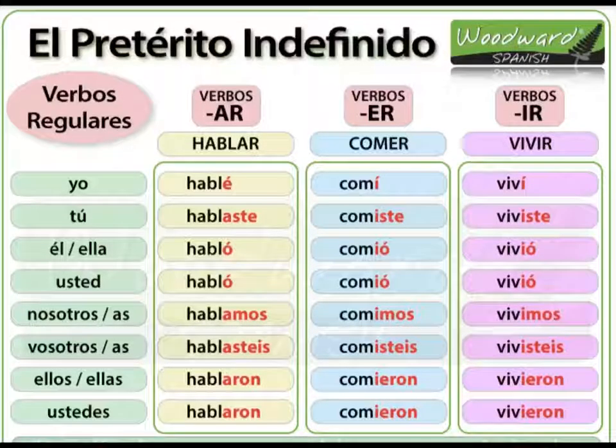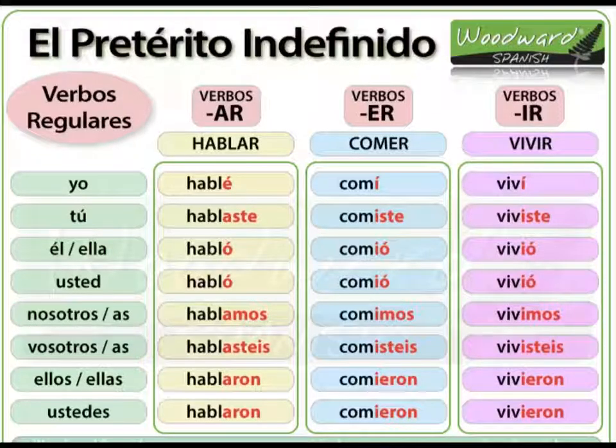On the screen now you can see all the endings that you need to know. So there are AR verbs in Spanish, ER verbs and also IR verbs. And each group has a different pattern of what you need to add. So for I, with AR verbs, we add an E with an accent. With ER and with IR verbs, for an I, for yo in the first row, we add an I with an accent.